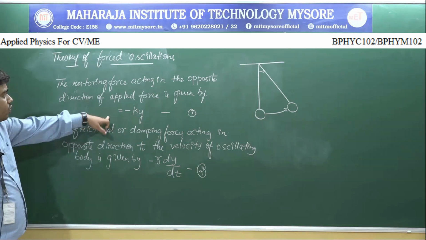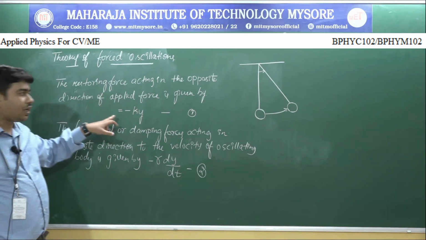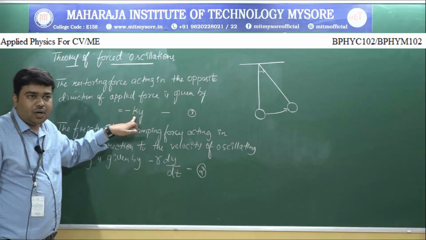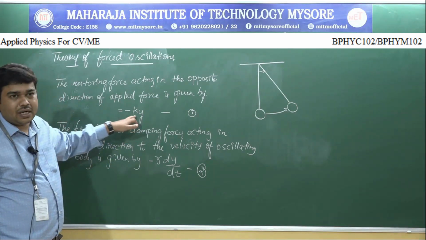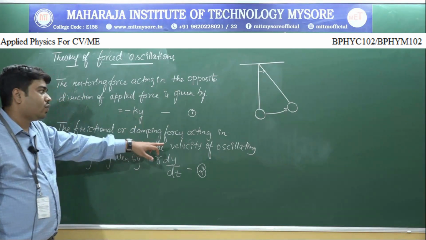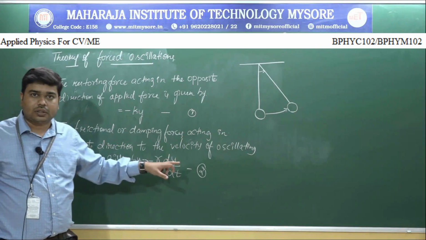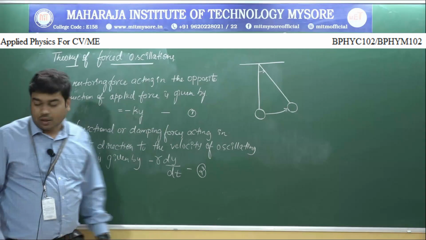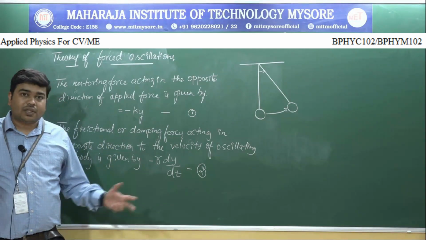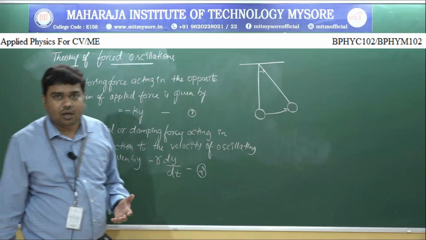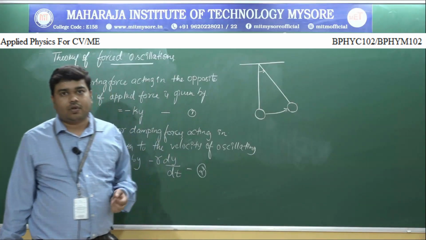The first one is the restoring force acting in the opposite direction to the applied force, given by minus k into y. The minus sign indicates that the force is acting in the opposite direction. Again, the frictional or damping force acts in the opposite direction to the velocity of the oscillating body, and it is given by minus r into dy by dt. Now, we have the third force, which makes the body oscillate continuously without decreasing the amplitude of the oscillating body.